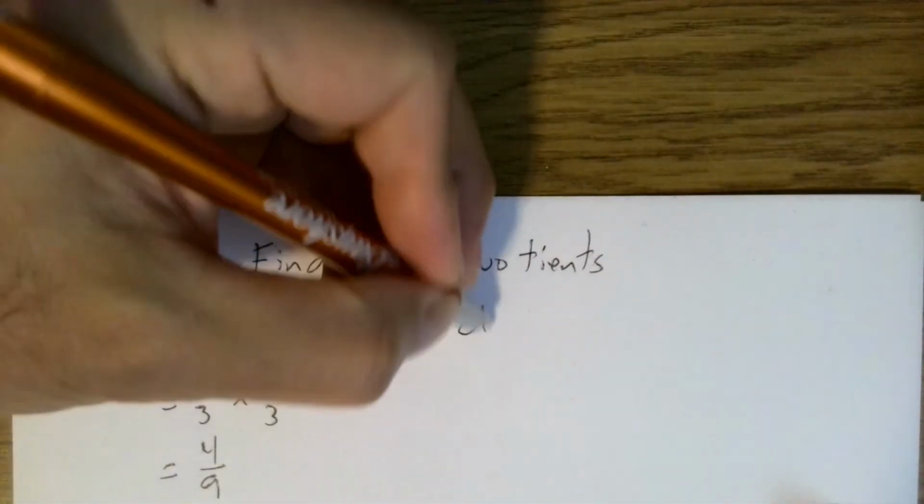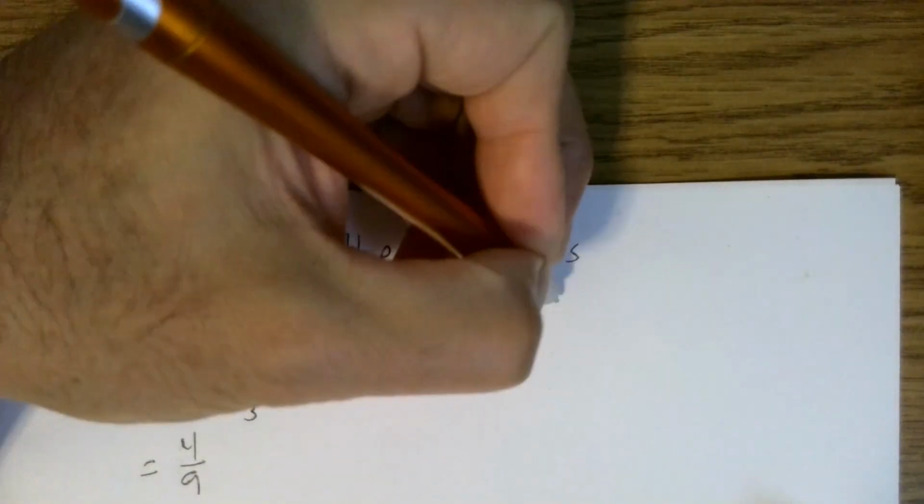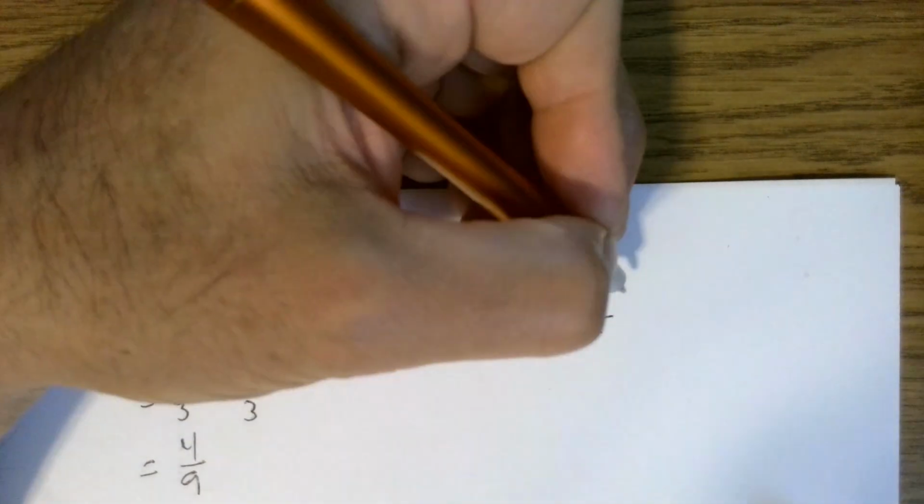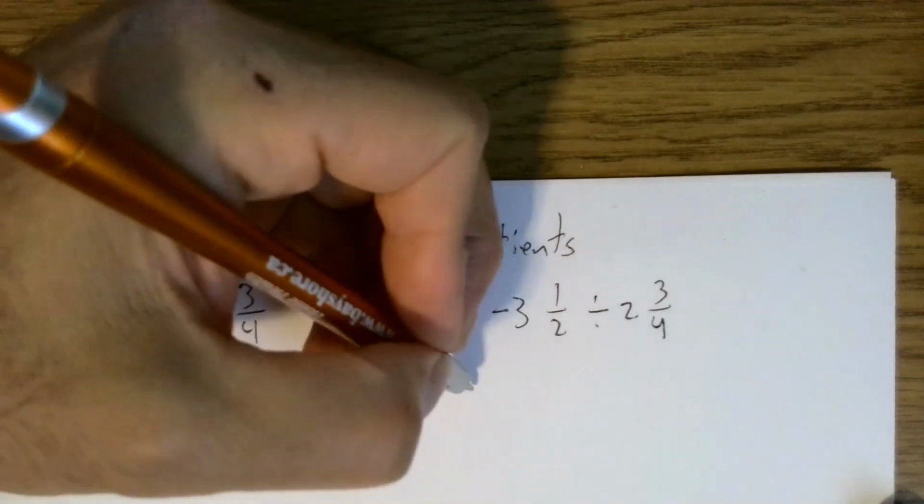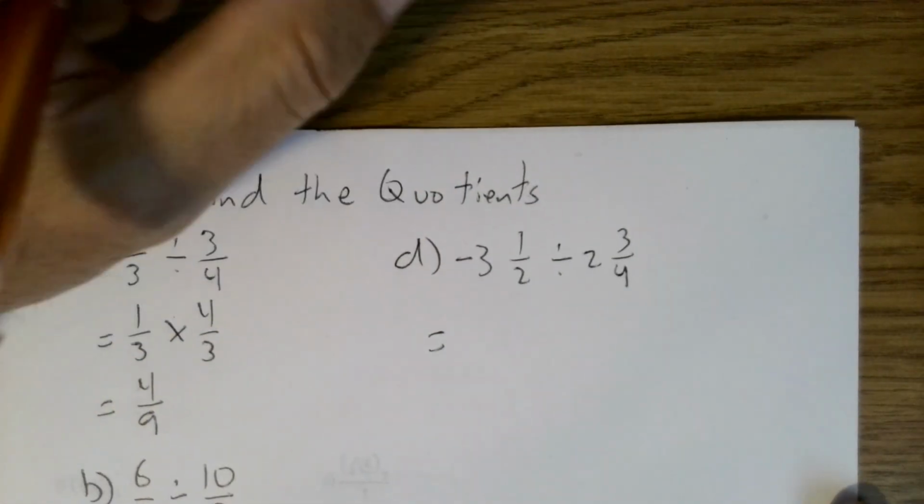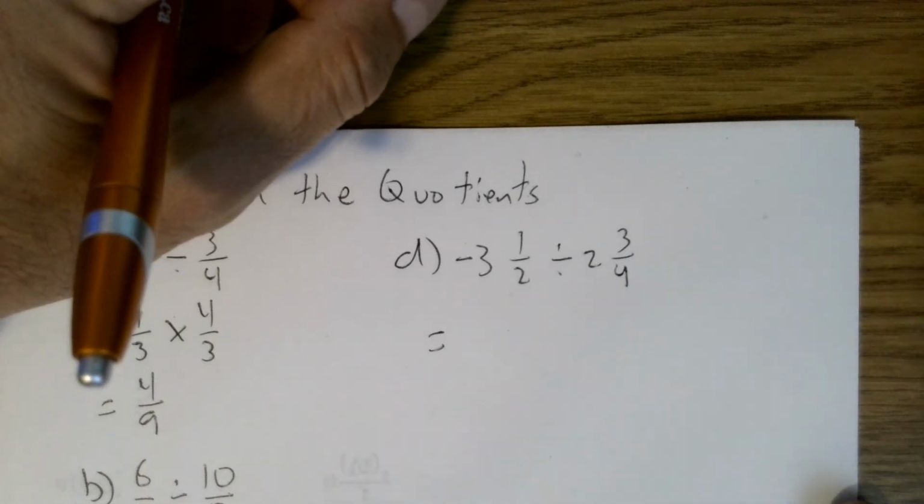Okay, one more. D, negative 3.5 divided by 2 3/4. And because these are both mixed numbers, let's change them to improper first before we change it to multiplying. We don't want to try to do too many steps at the same time. That's a really good way to make mistakes.